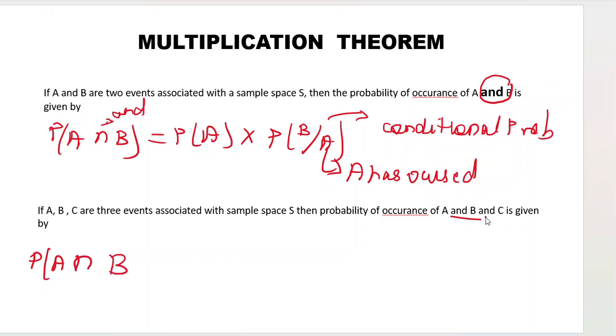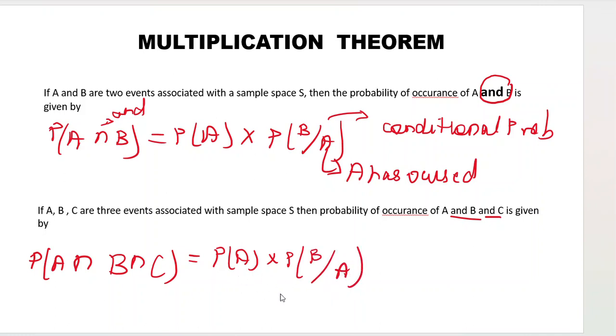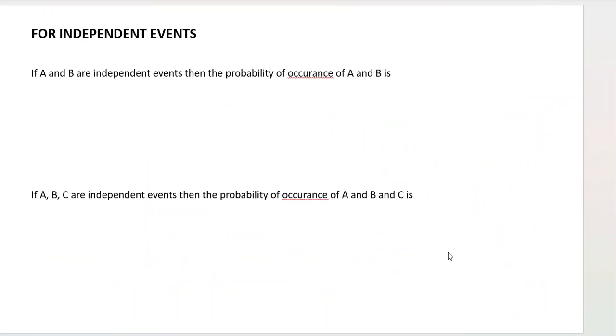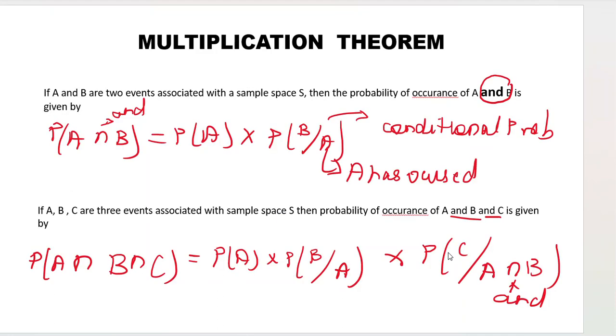B, instead of this AND we again write intersection, and we put C. It is nothing but P of A multiplied by P of B, given that the first event has occurred, into probability of C, given that the other two events which are before it, that is A and B, have occurred. See, we write this as intersection, but this only means AND. This is the formula.